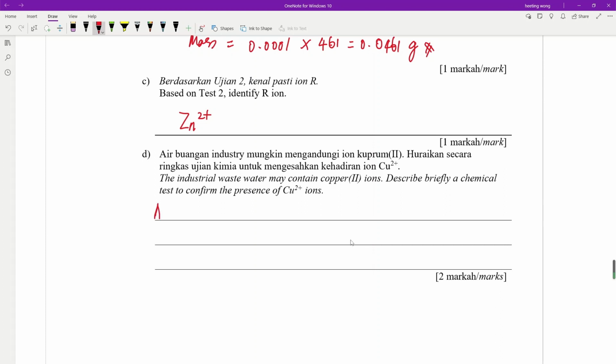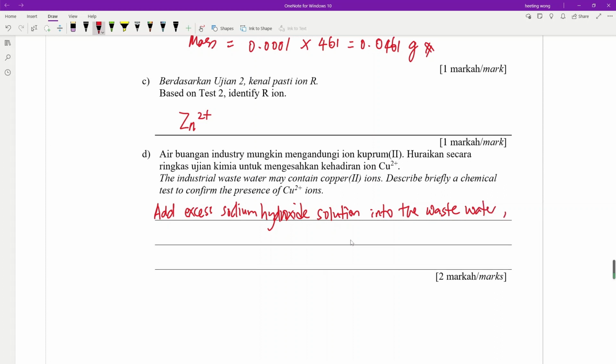So add excess sodium hydroxide solution into the wastewater.